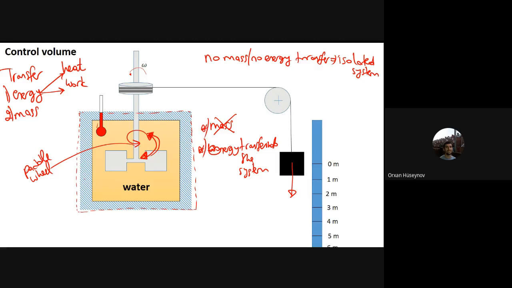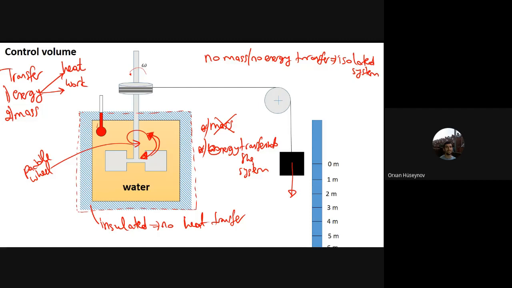But there is no energy transfer from the system. Why is there no energy transfer? You can see these hatched lines. These hatched lines mean that it is insulated. So you should be sure that there is a difference between insulation and isolation. Insulation means no heat transfer. But isolation means no energy or no mass transfer. You should be careful about this one.